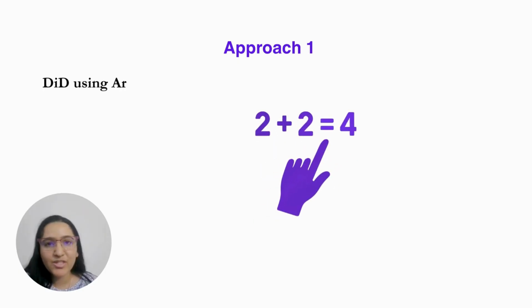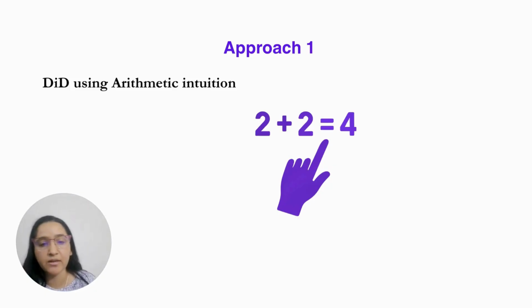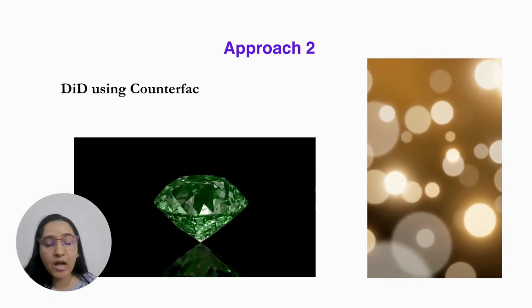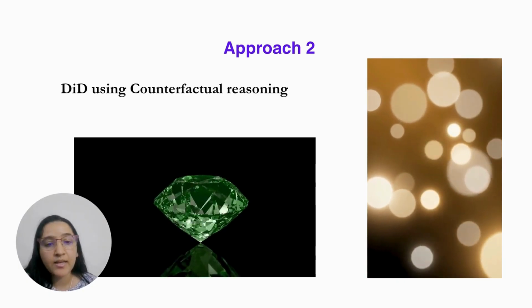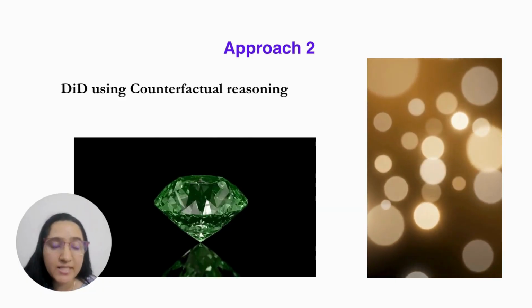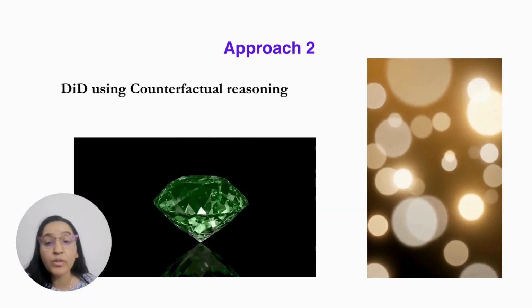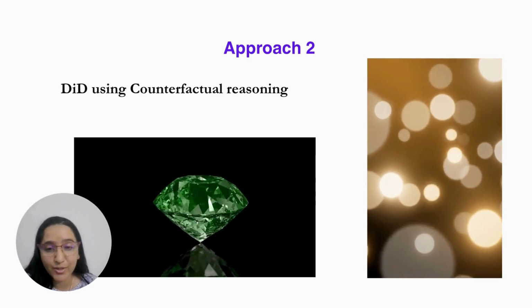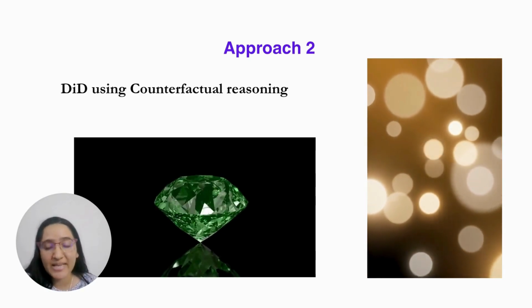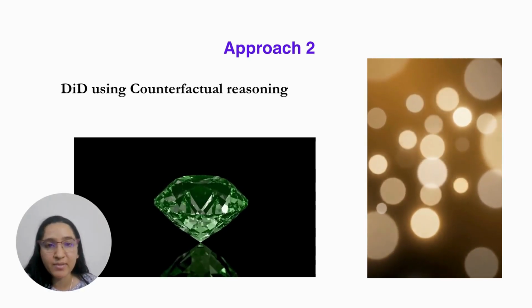So the first approach is arithmetic intuition. Here we begin with simple arithmetic and then compute the DID estimates directly from the raw observation. Second is the counterfactual reasoning. Here we calculate the estimate based on the value of what would have happened to the intervention group if they had not received any intervention. And this is the concept of counterfactual.